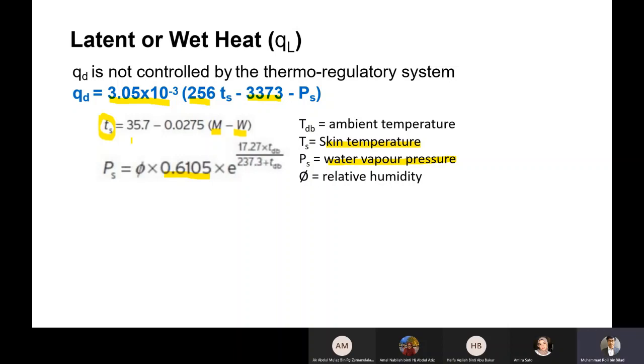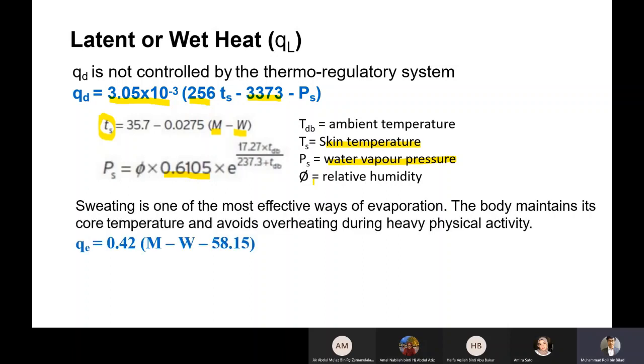No, that will be temperature nearby the skin. Yeah. So that's relative humidity. So if we know, you can estimate all of those. So next we go to QE.